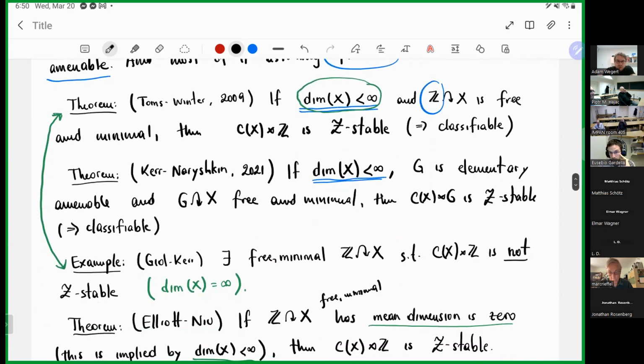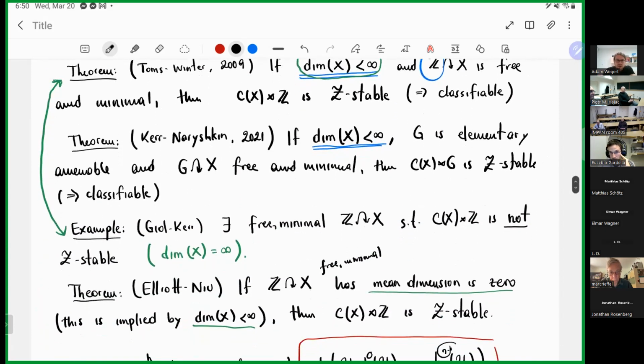Yeah, this example of Gröll and Kerr, yes. Jonathan. I can describe it to the extent that I can tell you that it's infinite dimensional. It has a Cantor factor. So actually, there's a surjective map to the Cantor space that is equivariant with respect to the action, where on the Cantor space you have an odometer.